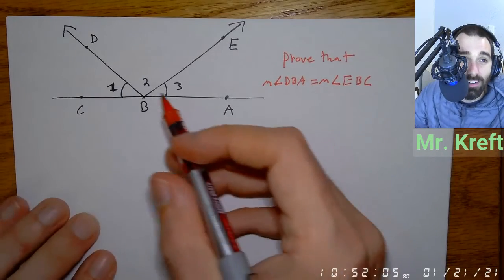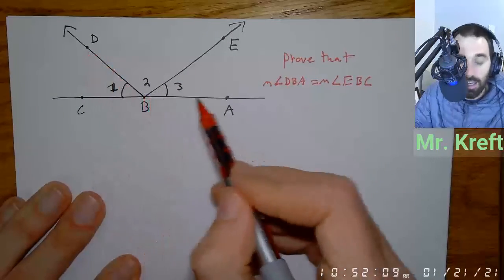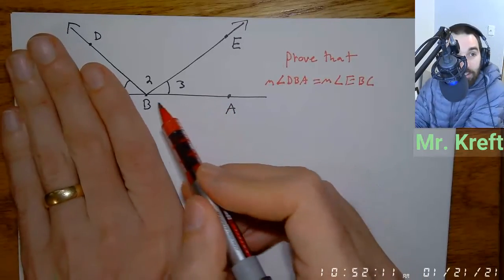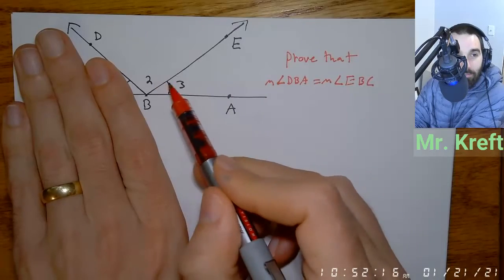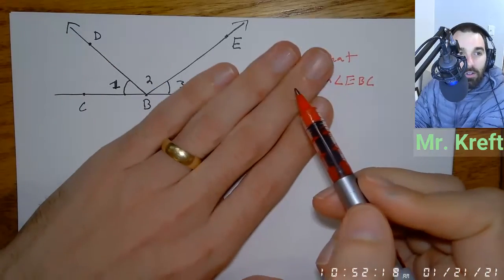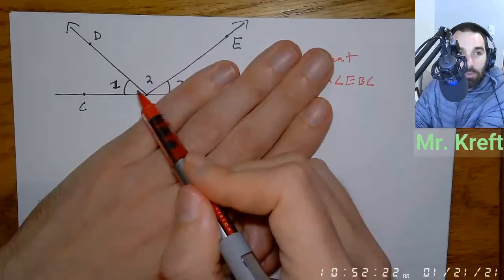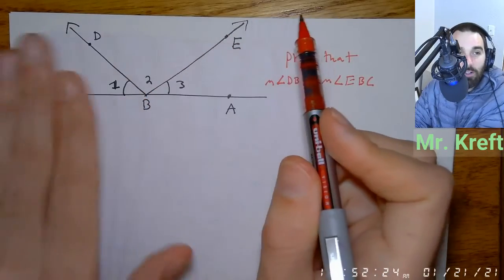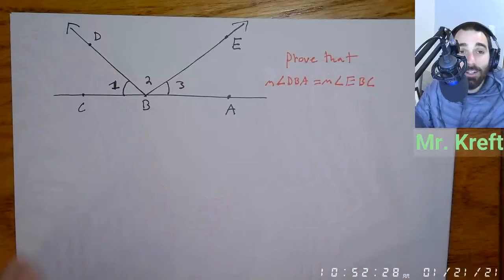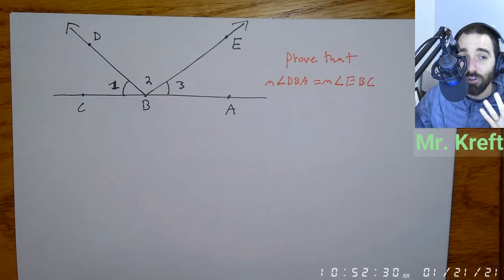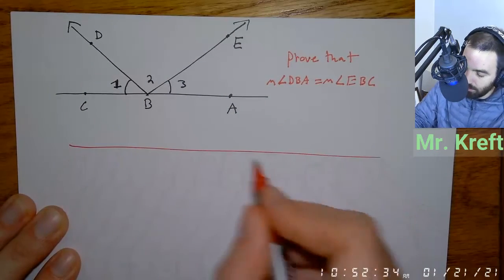Okay, so we're going to take a look at these two angles. So we're going to prove that angle DBA. So if I go like this and I cover this up, you guys see angle DBA? It's that big one. It's angle 2 and 3. And I'm going to take a look at angle EBC. That's angle 1 and 2. So this big obtuse angle, I want to show that it's the same as this big obtuse angle. And we're going to do that using a combination of algebra and the properties that we learned. Okay, so let's go ahead and do this.